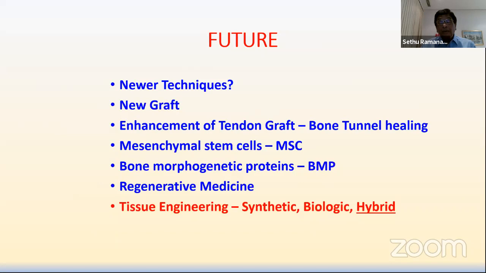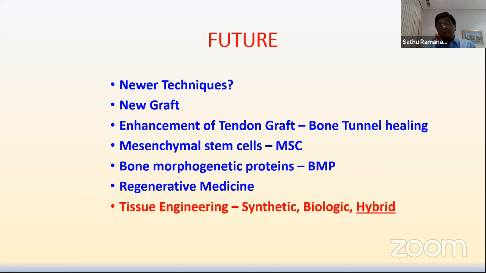What's the future? Are there any newer techniques? Well, I don't see any on the horizon. I think we had the robotic assisted ACL surgery come, and I think it's gone, or at least it's fading away. Is there a new graft? Maybe when the artificial graft comes, but there's a lot of noise about the quadriceps tendon graft, but I don't think it can actually replace the BTB or the hamstring.